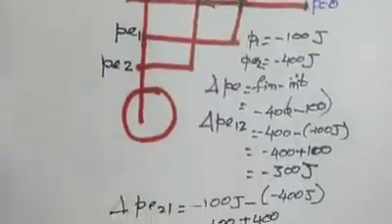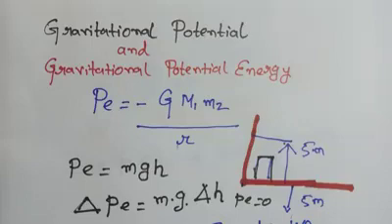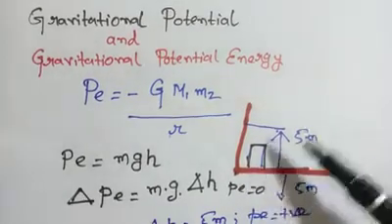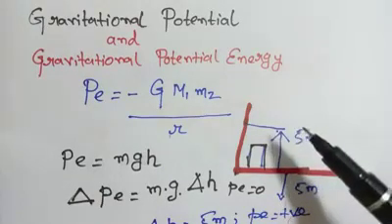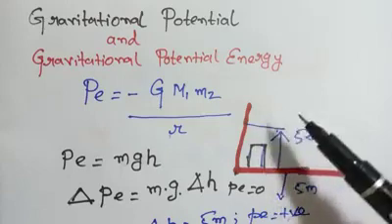That summarizes what is gravitational potential, what is gravitational potential energy, the difference between these two terms, how we can use it in terms of moving the block up and down, and also why gravitational potential energy at infinity is zero. We have shown that.